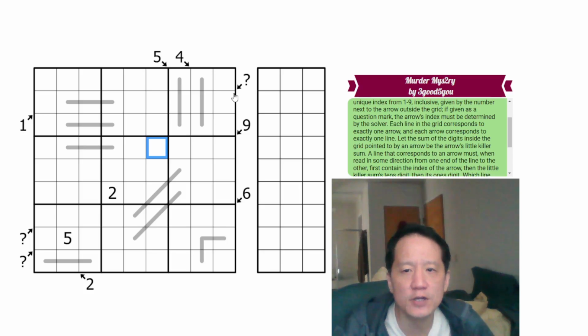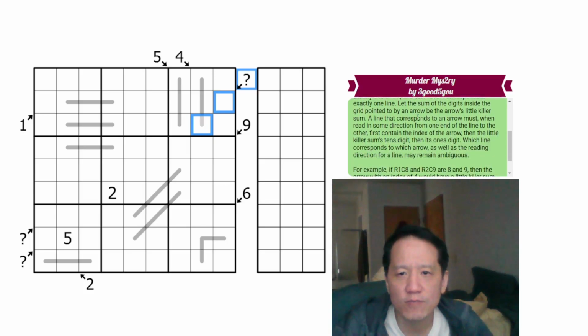Each line in the grid corresponds to exactly one arrow, and each arrow corresponds to exactly one line. So one of these lines is specifically related to one of the arrows, and it's only to one for each line, and each arrow is also only related to one. Now, what does it mean where they correspond to each other?